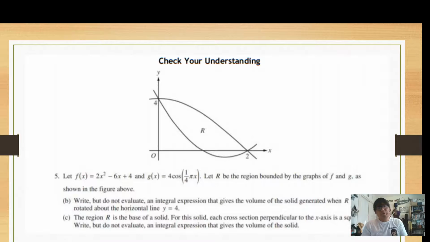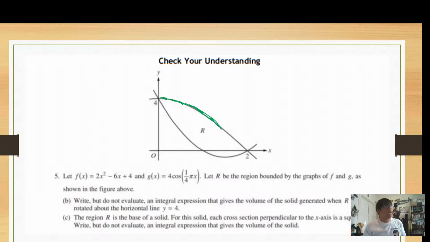Here's our check your understanding. You've got a region bound by the two curves f of x and g of x. Notice real quick that f of x is this function down here that I'm highlighting in red. There's my f of x. And then my g of x is going to be this top curve over here. This is that 4 times cosine.